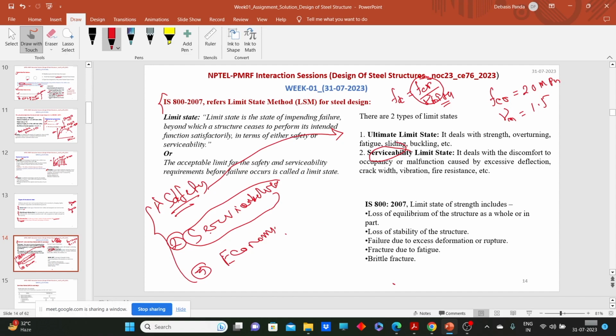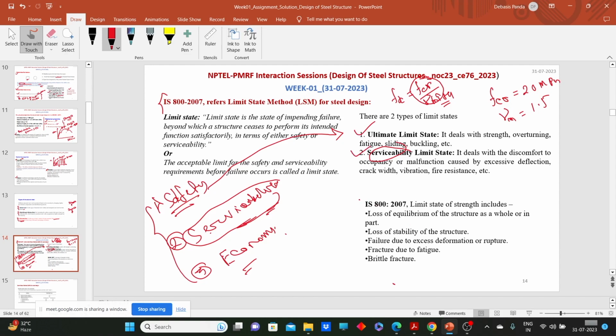Now, what is the serviceability? That requirement comes due to the occupancy level. That means if I design a building for residential purpose and I make it a flexible structure, what will happen? The building will vibrate. Excessive vibration will cause discomfort to the occupants or the people who reside there. So serviceability, and at the same time we need to ensure the economy. For the design philosophies regarding limit state of design, we have two kinds of limit state. One is ultimate limit state and one is serviceability limit state.